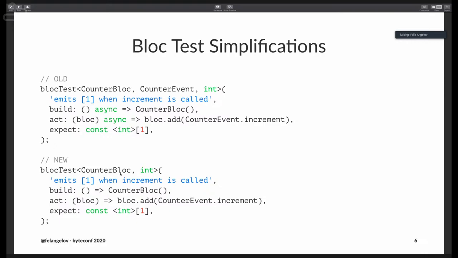So that's one change. Second, and more importantly, in my opinion, is that build and act previously were required to be async, and now build is actually required to be synchronous, and act can optionally be asynchronous. That simplifies some typing as well as some complexity of, oh, why is this async? Like we're just returning a Bloc. I won't get into the reasons why that was async to begin with, but it's no longer necessary.